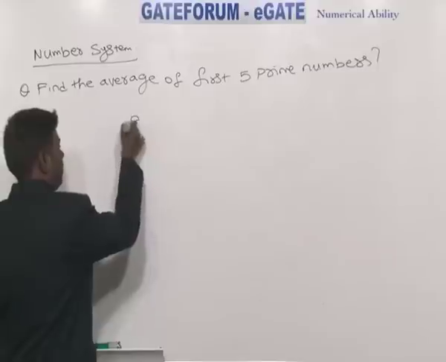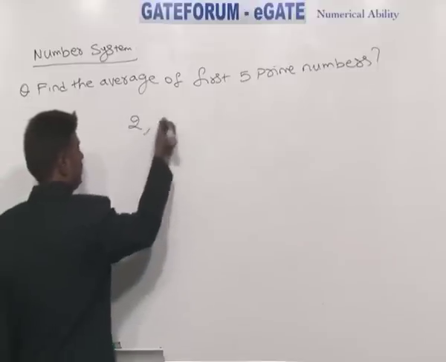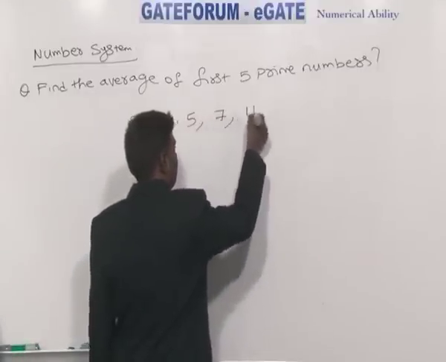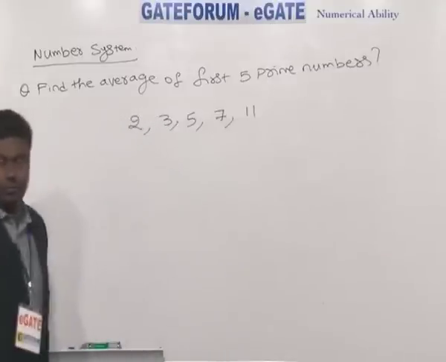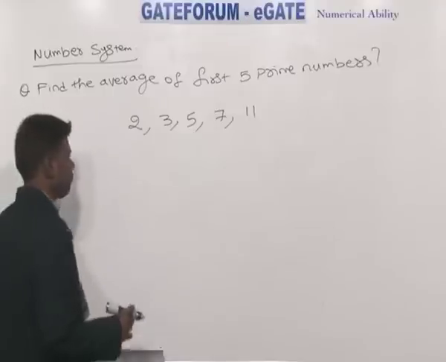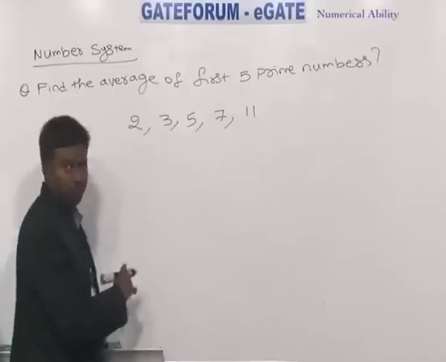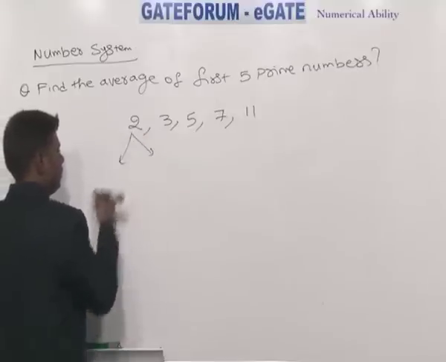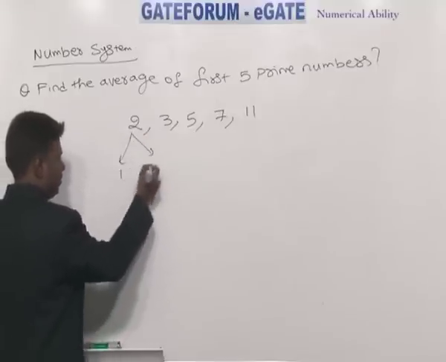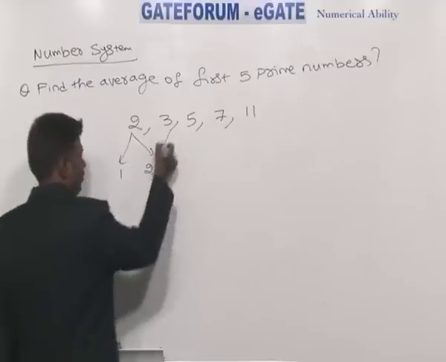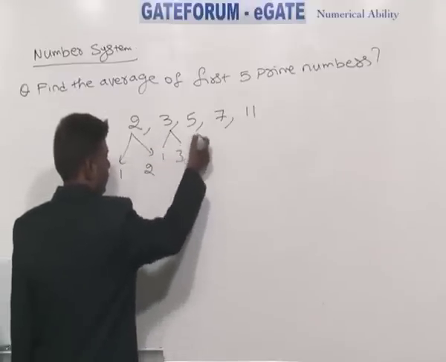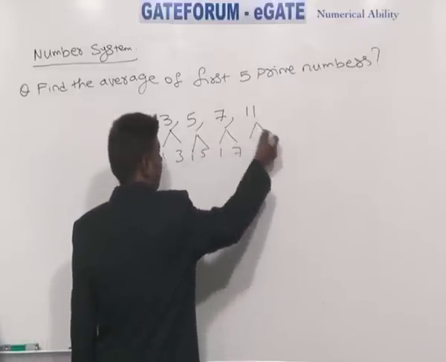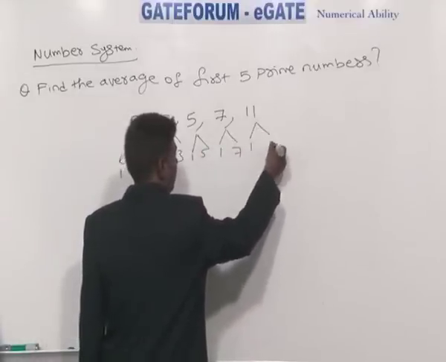First prime number happens to be an even number. By the way, what do you mean by a prime number? Let us consider the factors. Factors of 2 are 1 and 2. Factors of 3 are 1 and 3. Factors of 5 are 1 and 5. Factors of 7 are 1 and 7. Factors of 11 are 1 and 11.